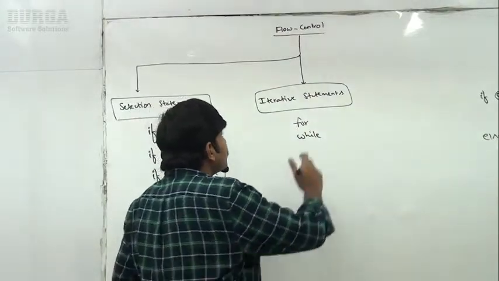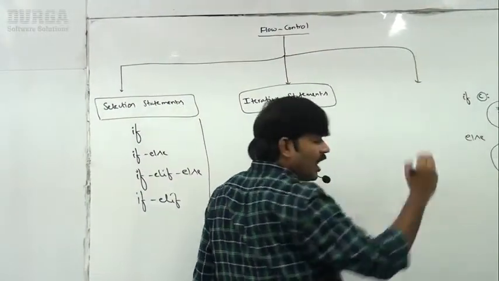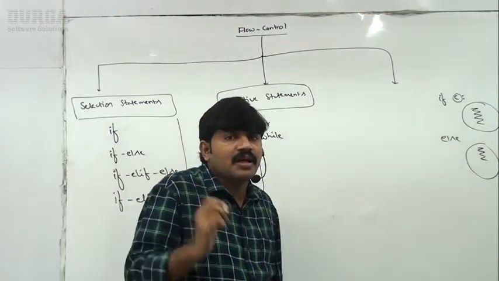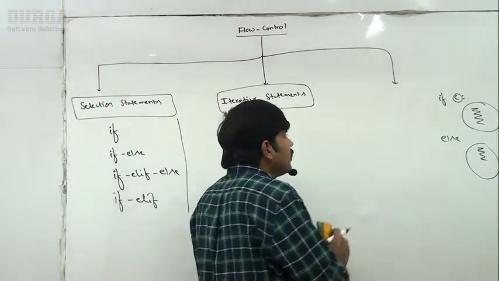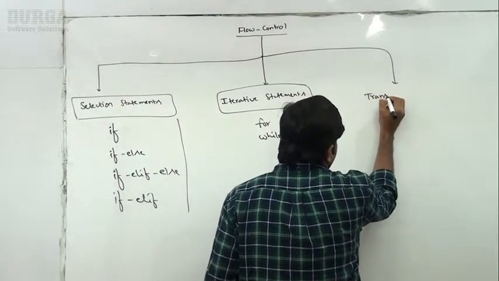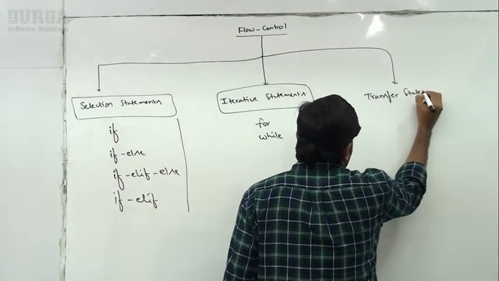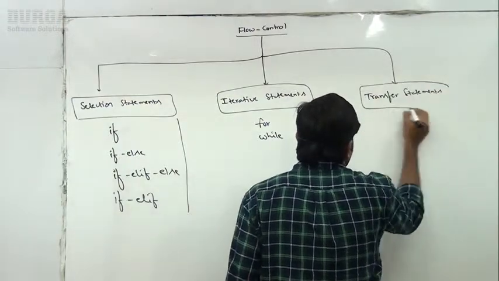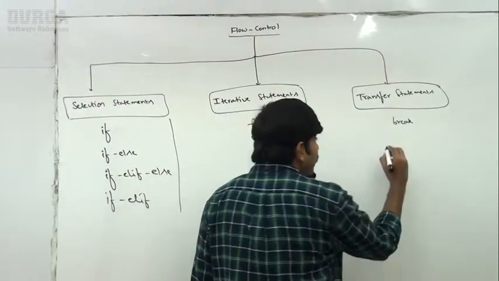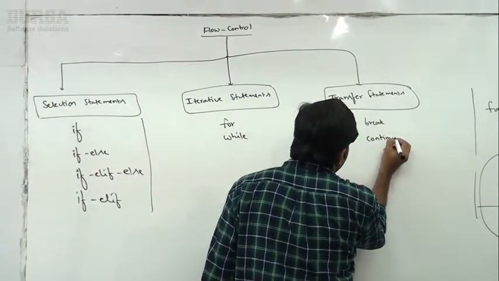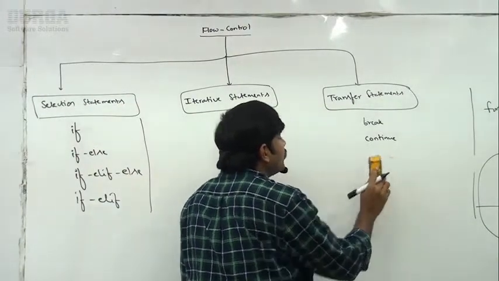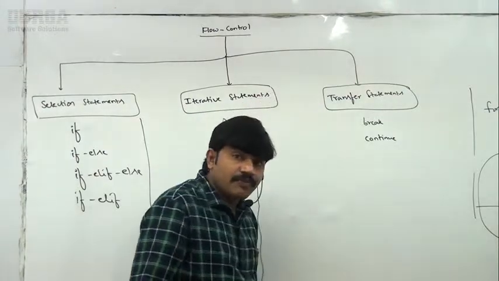Next, sometimes I want to transfer control from one place to another place. Such types of statements are called transfer statements. Remember, those statements are called transfer statements. Which statements are transfer statements? Break and continue. These are by default considered as transfer statements, right?